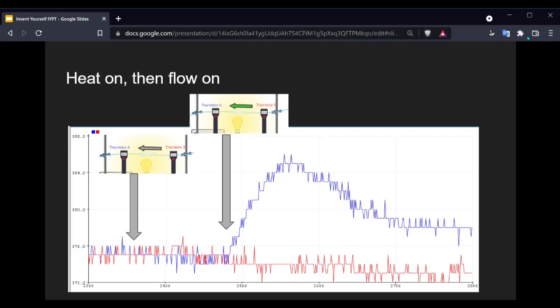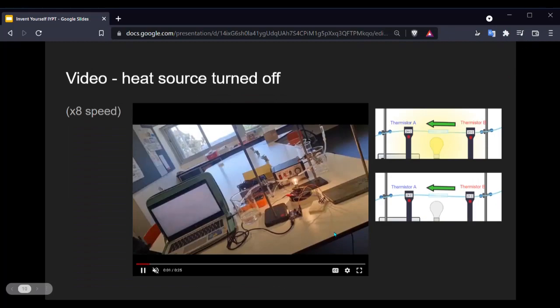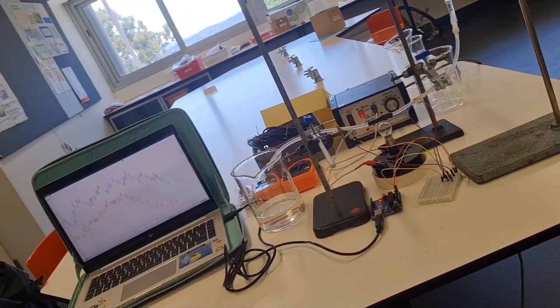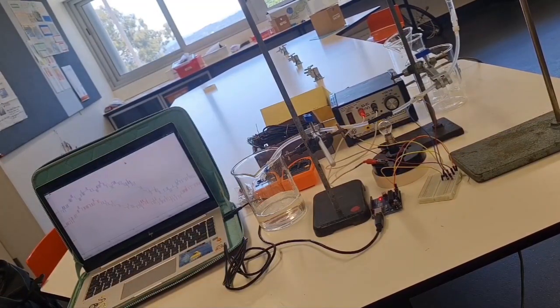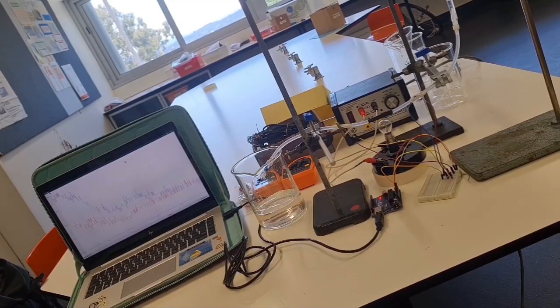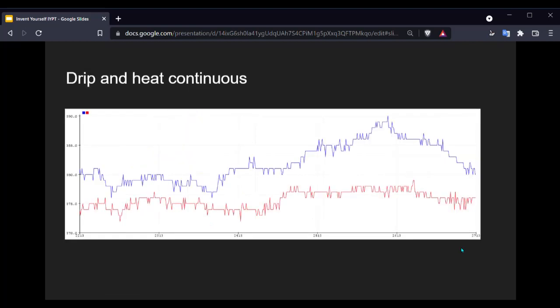thermistor B. This video is a time-lapse of the heat source being turned off after being on for a while. The flow remains constant. This shows that after cooling down, the two thermistors measure the same constant, further proving this method as effective. Here is a better look at the graph. As you can see, the two thermistors even out to the same temperature after the heat source is switched off.